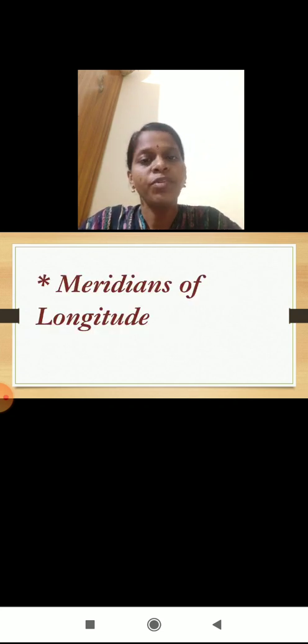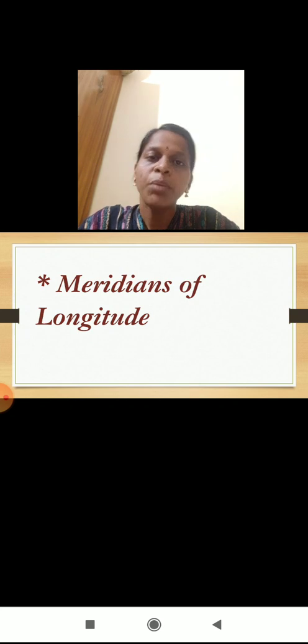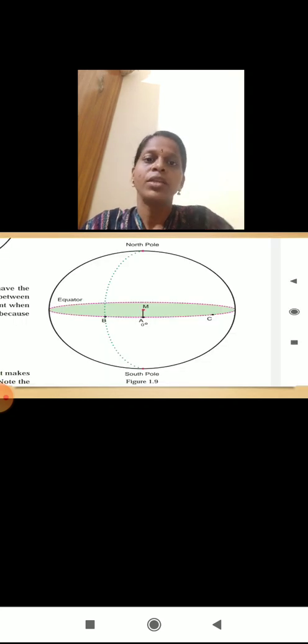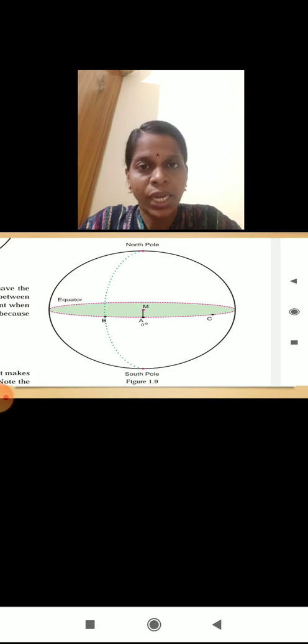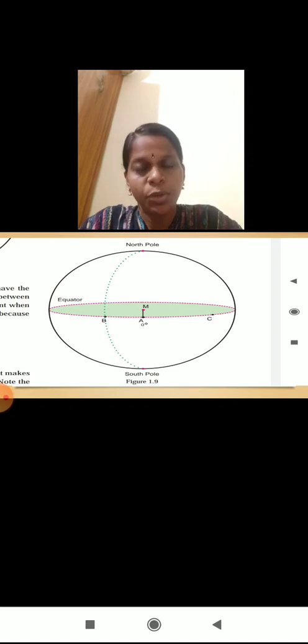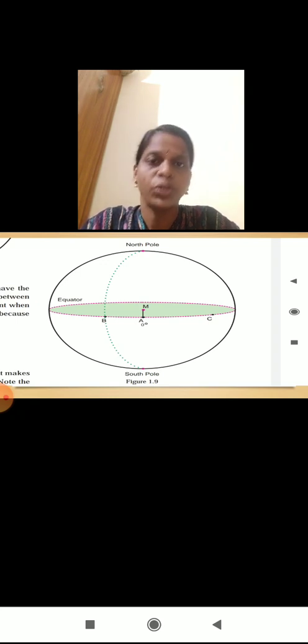So we are going to move ahead with our next topic, meridians of longitude. When we are talking about the meridians of longitude, let us see how they have to be drawn on the globe or on the earth. Can you see a small dotted line from North Pole to South Pole? A small single dotted line. In that vertical form, we are going to draw the longitudes. So that is our topic, meridians of longitude.